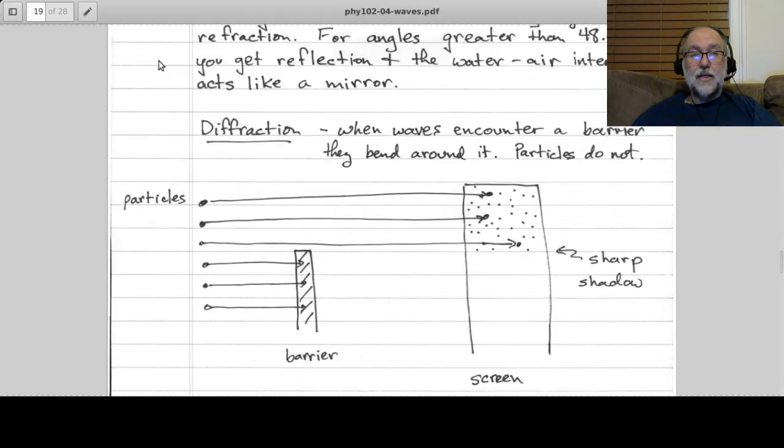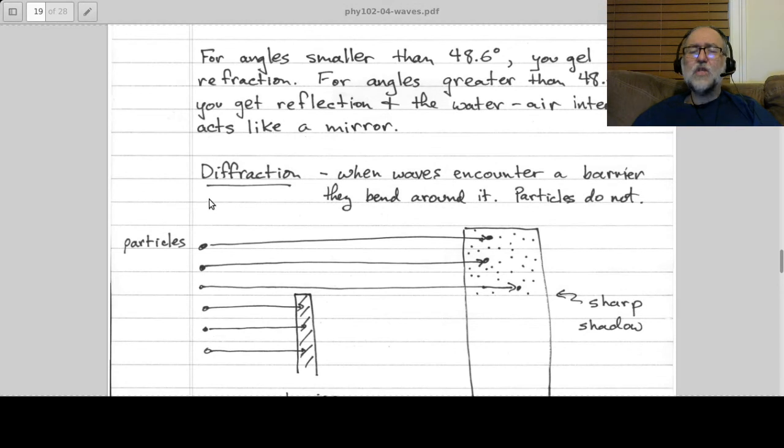Okay, next phenomenon, diffraction. This one we'll just do qualitatively. You can actually do it mathematically rigorously using Huygens principle, but Huygens principle requires some pretty fancy calculus integration and the like. I just want to emphasize that even though I'm giving this to you qualitatively, you can nail this down quantitatively quite precisely.